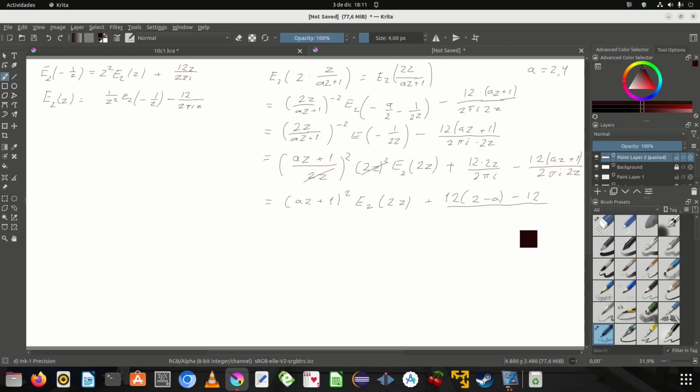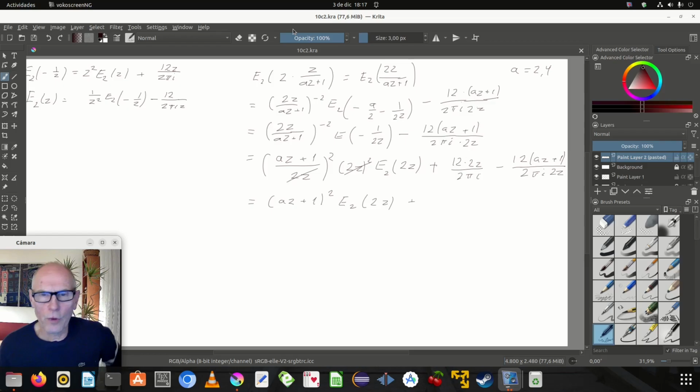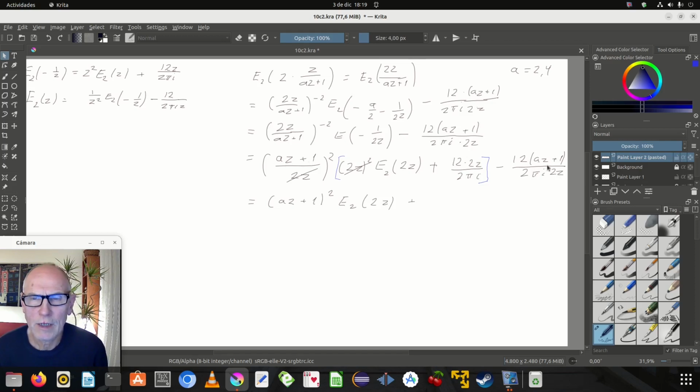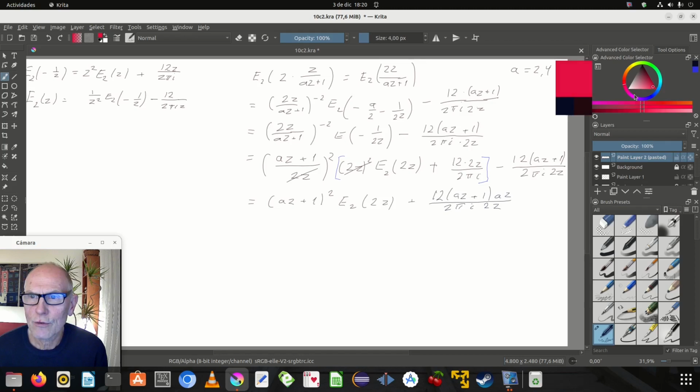So I'll just have a look at that. All right, I've found the mistake. We need a parenthesis around these two guys because this was outside. We do get this, and then 4z, that gives 2z down here, and then we have az plus 1 squared minus az plus 1. And then finally, those two z's cancel.